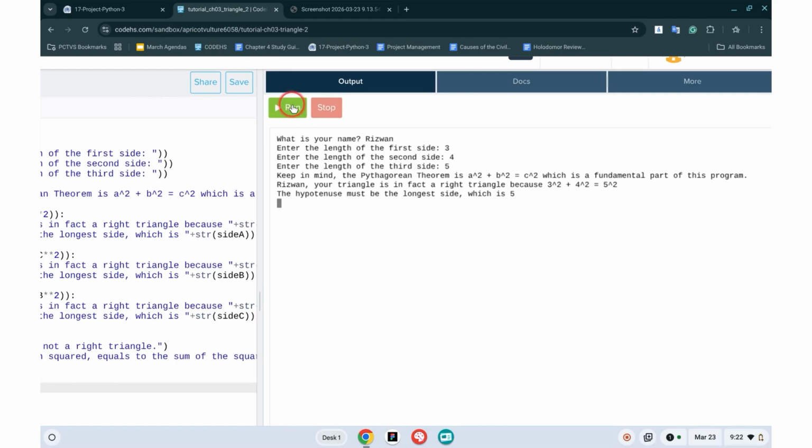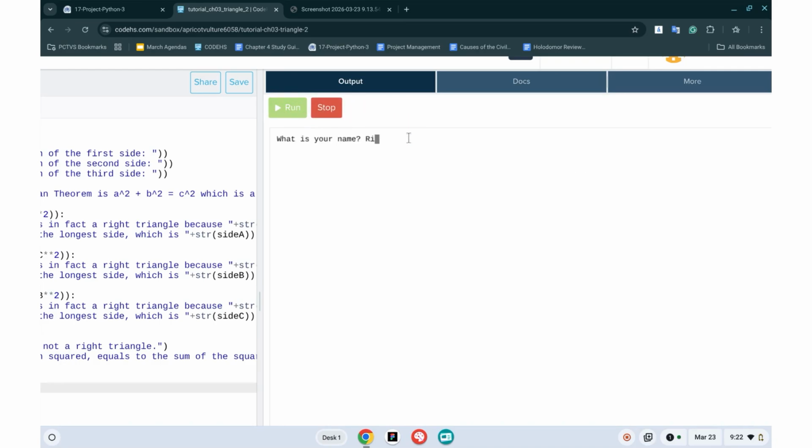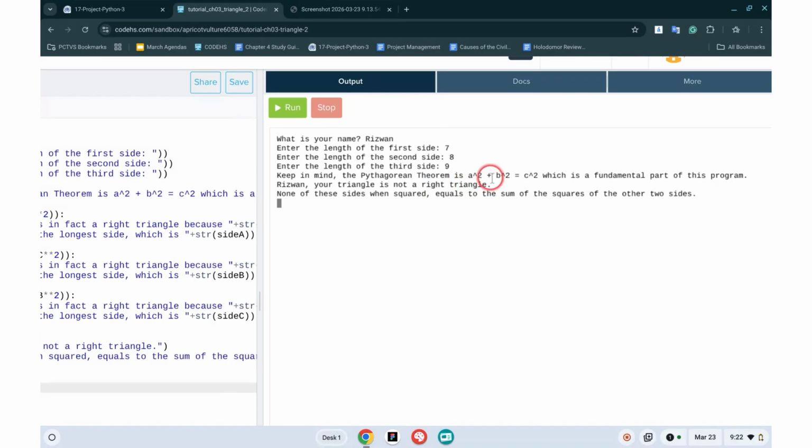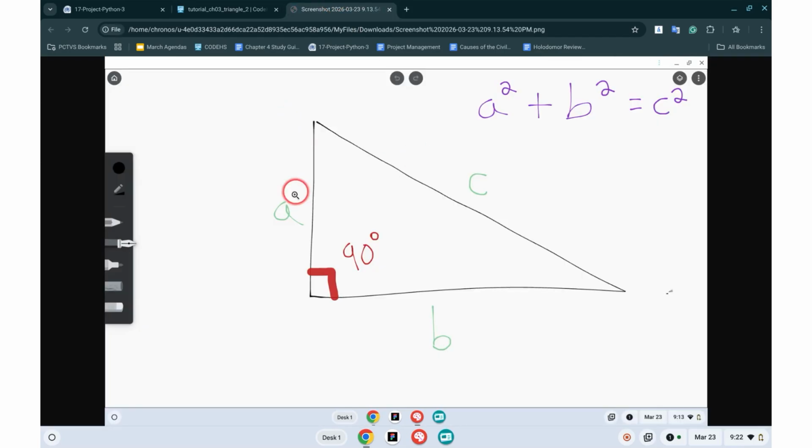Now let's look at a scenario where it might not be a right triangle. So I will use 7, 8, and 9. So it says your triangle is not a right triangle. None of these sides when squared equals the sum of the squares of the other two sides. So this is actually true because if you search on the internet, 7, 8, and 9 do not make a right triangle.